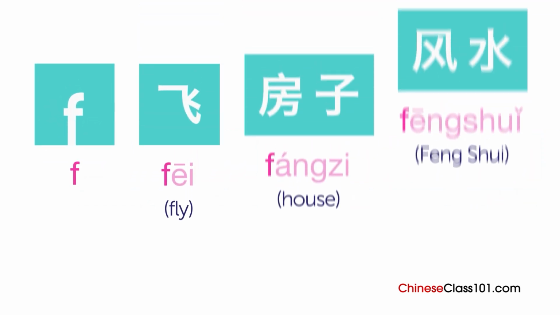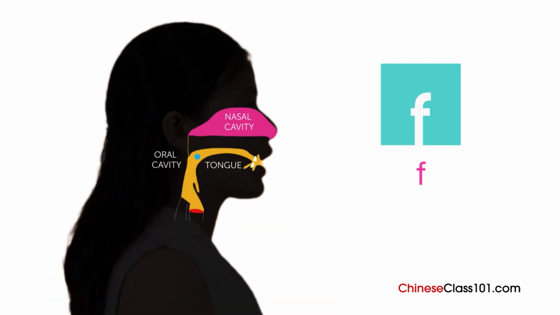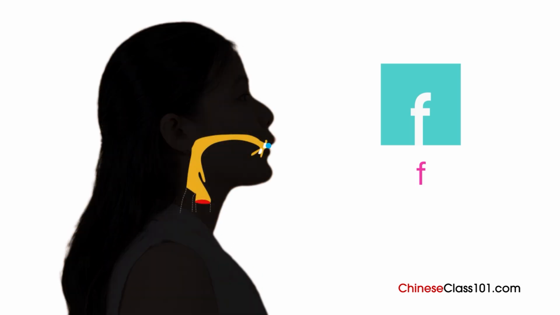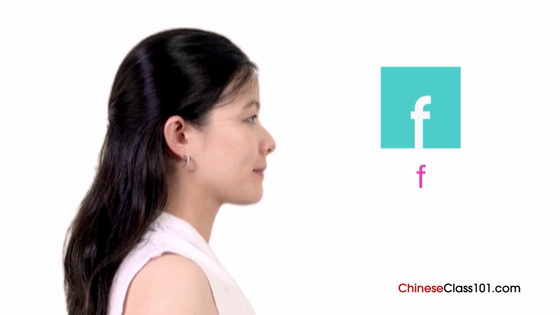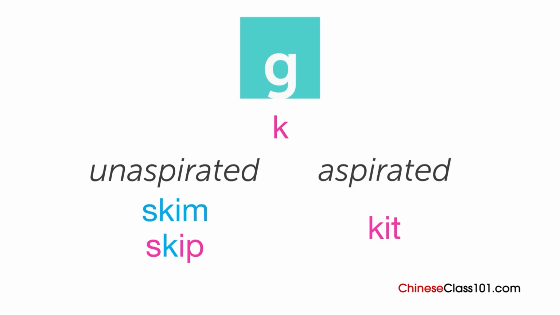The first consonant is f, like the F in the word find. The next consonant is g, like the K in the word skim or skip.